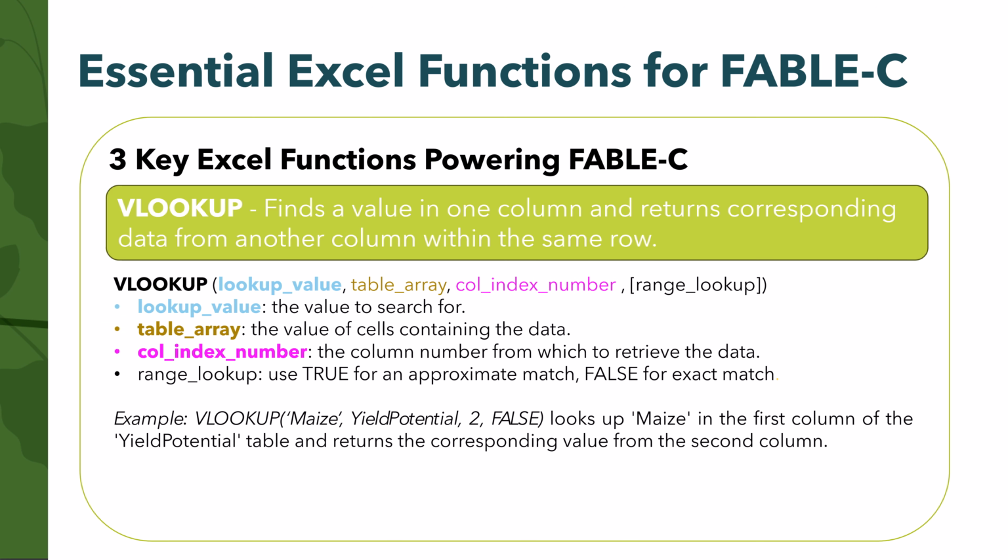The VLOOKUP function is used to search for a specific value in one column of a table and return the corresponding data from another column within the same row. It is commonly applied in the FABLE calculator to retrieve information based on predefined criteria. By specifying whether the match should be exact or approximate, VLOOKUP helps efficiently extract relevant data from large data sets. In this example, we're looking for the value maize in the first column of the yield potential table and retrieve the value in the corresponding row in the second column.